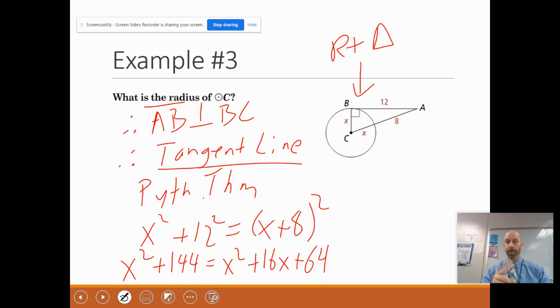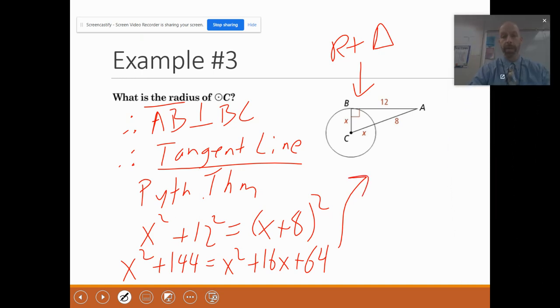You have to FOIL. You got to take x plus 8 times x plus 8. Notice that on both sides of the equation the x squares will cancel. So I'm going to get 144 equals 16x plus 64.